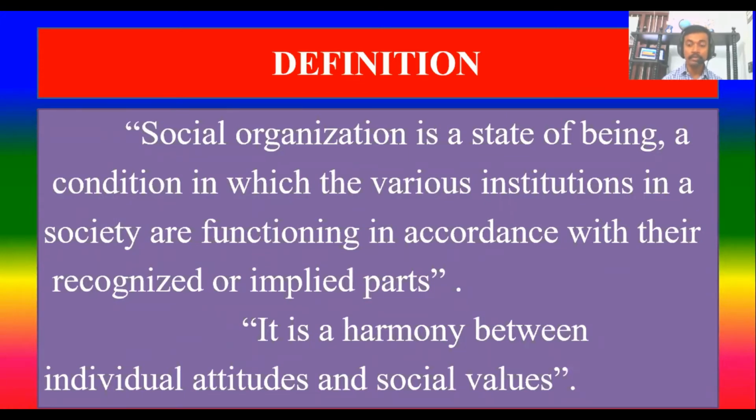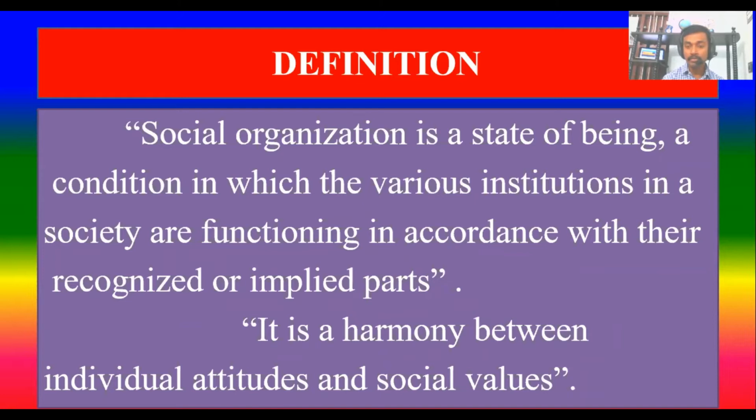Here we need to think about macro organization and micro organization. Social organization at the macro level concerns the whole society. For example, Indian society has a family system, and familial organizations, political organizations, religious organizations and educational organizations together form a social organization. Clear about it?